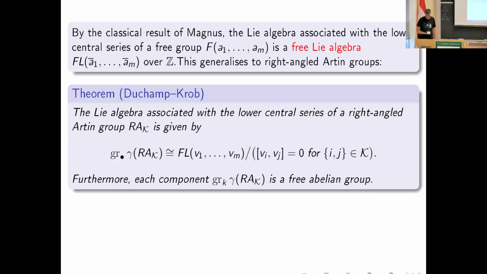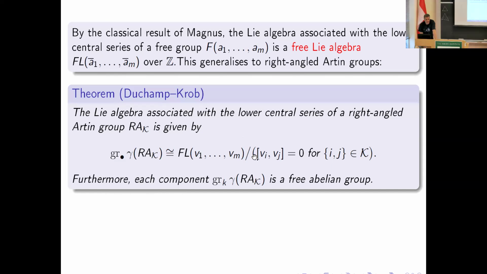And by the classical result of Magnus, if you apply this construction to the free group, then you get the free Lie algebra. That's one of the basics of combinatorial group theory. And this can be generalized to right-angled Artin groups. The theorem, which originally is due to Duchamp and Krob, but there are several other proofs, one in particular in the work of Papadima and Suciu, says that if you look at the graded Lie algebra associated with the lower central series of a right-angled Artin group, then you get precisely this partially commutative Lie algebra. And it has precisely the same relations.